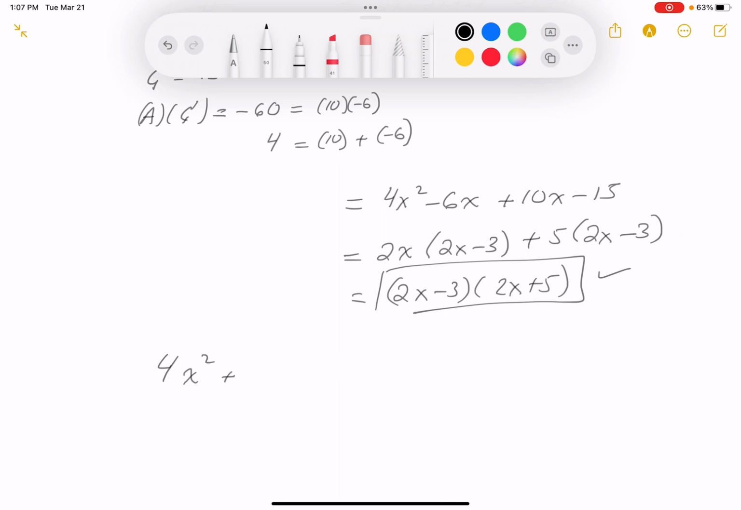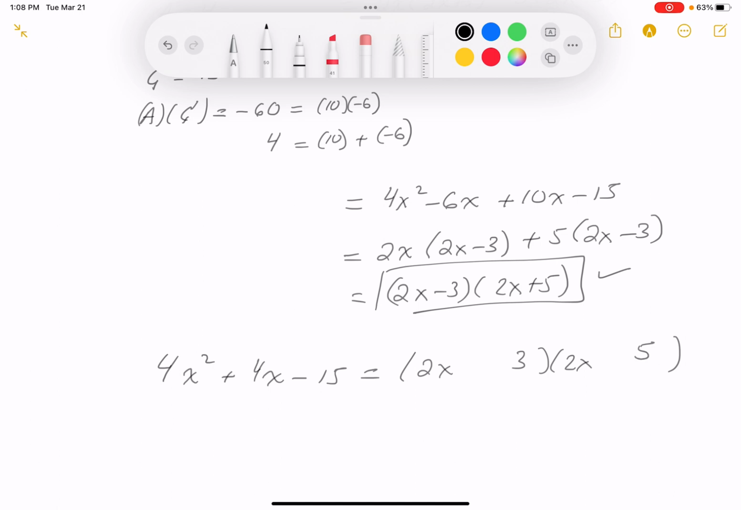But if I were looking at this one over here, I probably would still do this by trial and error. What do I mean by that? I look at the 4x squared, and I'd probably say, maybe 2x and 2x. Not giving it much thought, by the way. Look at the 15, probably saying 3 and 5. Again, if it doesn't work, I try again.